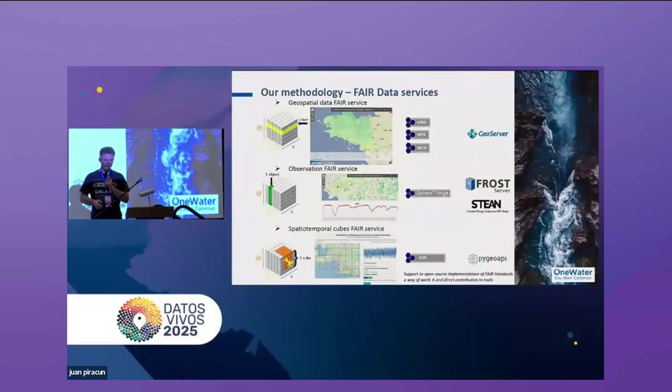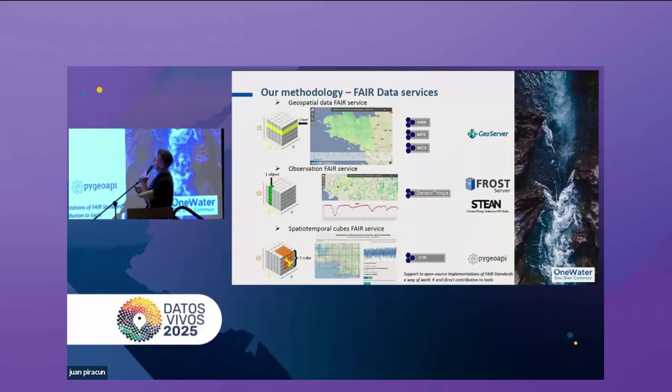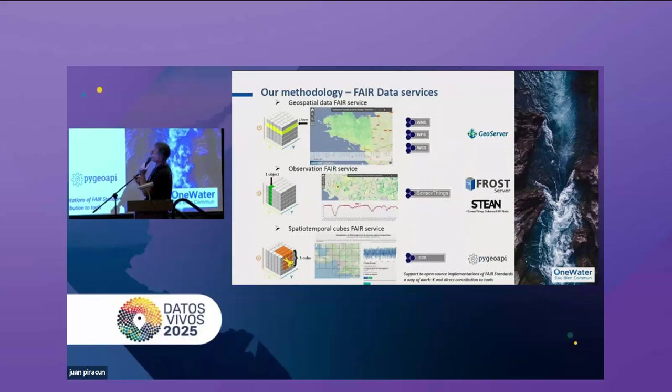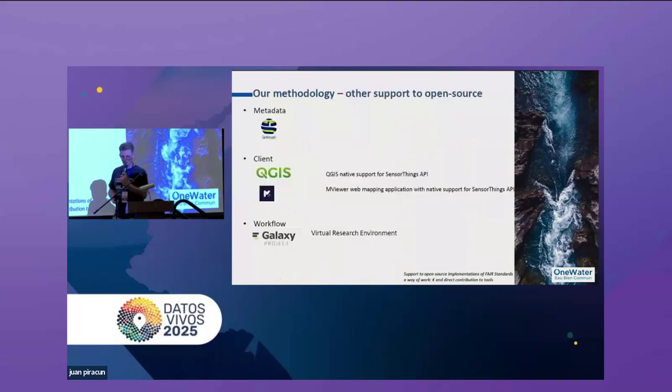working around FAIR data services. To illustrate this, we have, for example, geospatial data FAIR services, where we can request layers through WMS, WFS, or WCS protocols, thanks to GeoServer notably, or observation FAIR services, where we can request objects through SensorThings protocols, using solutions like FROST or STEAM, for example, or Spatio-Temporal Cubes FAIR services, thanks to EDR, and notably through pygeoapi, as was mentioned just before.